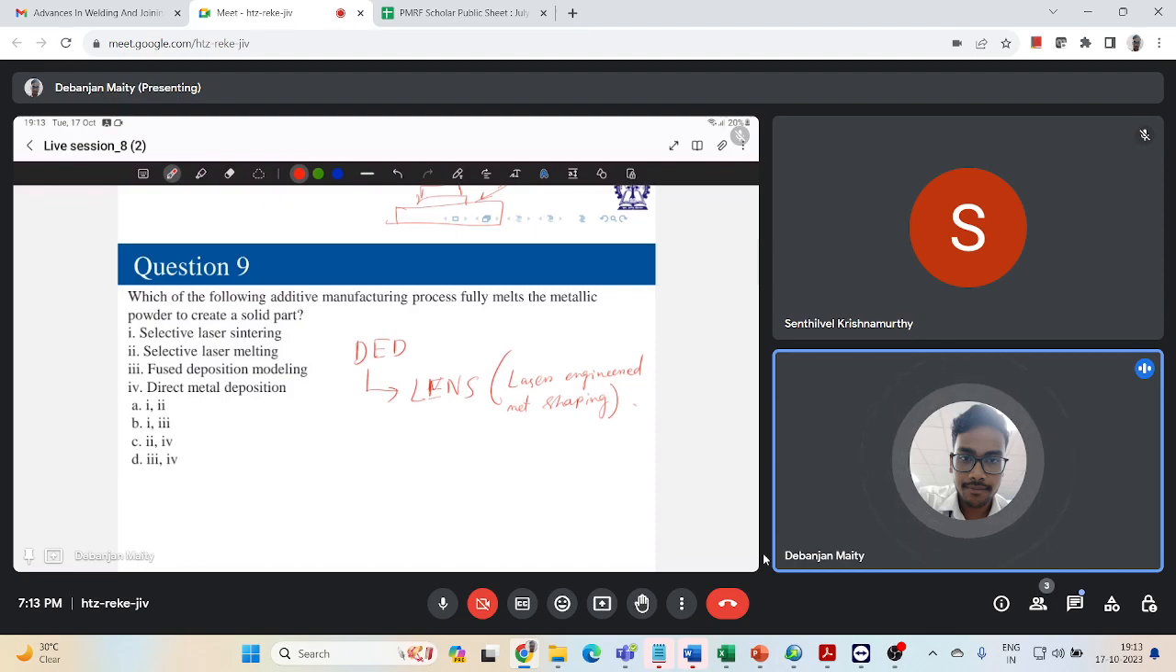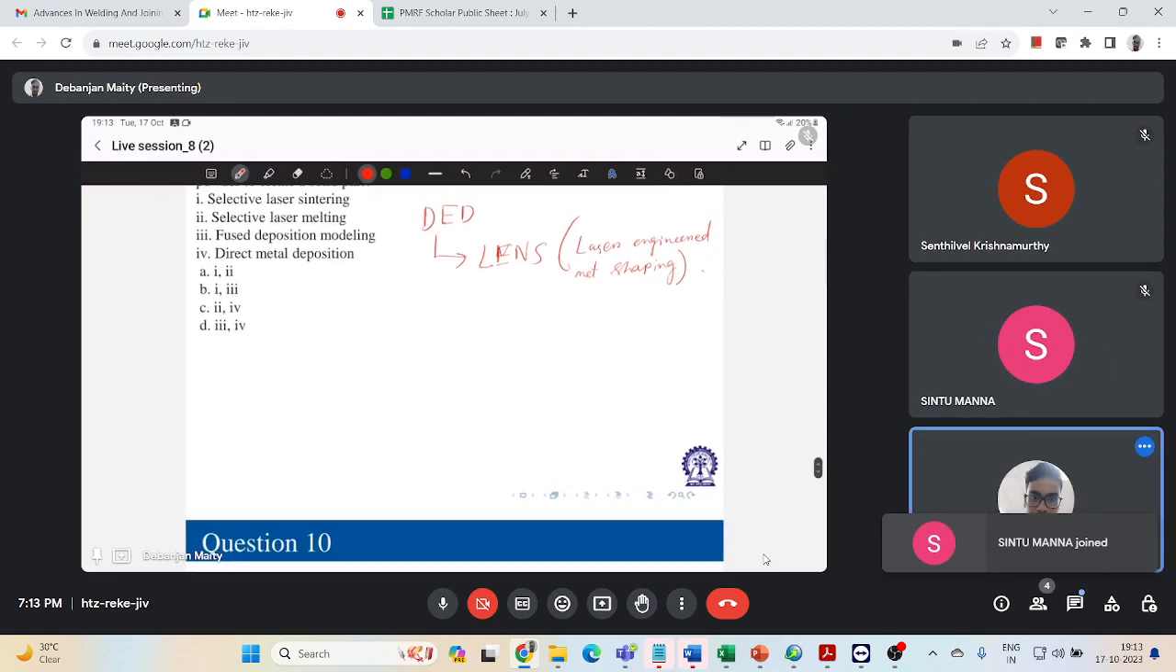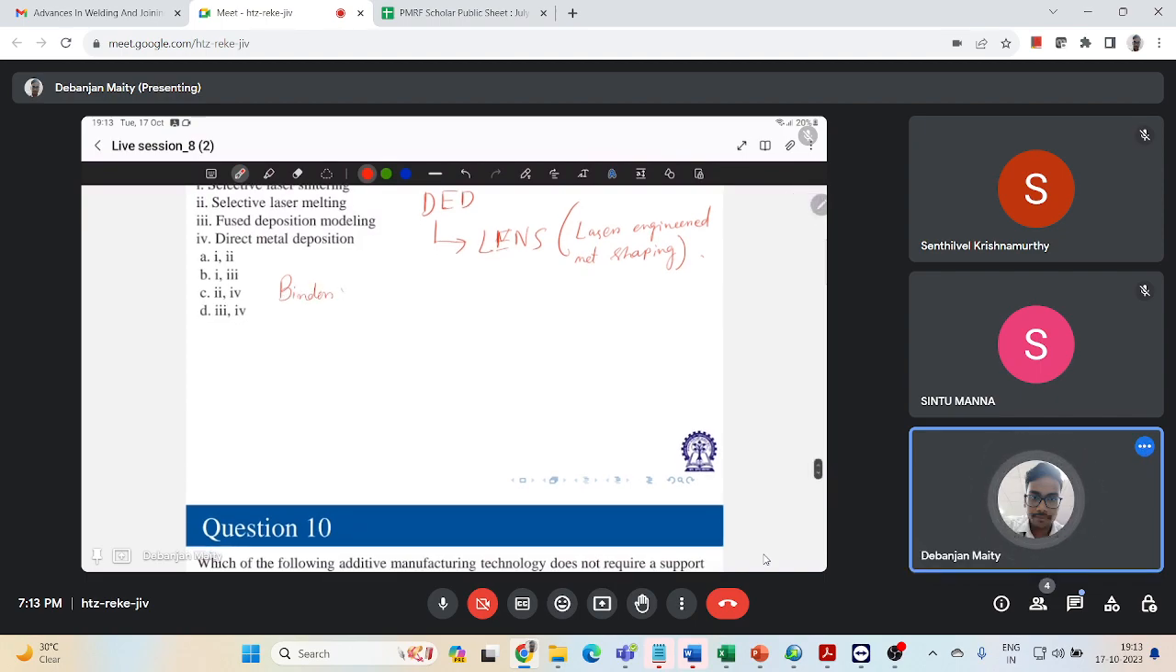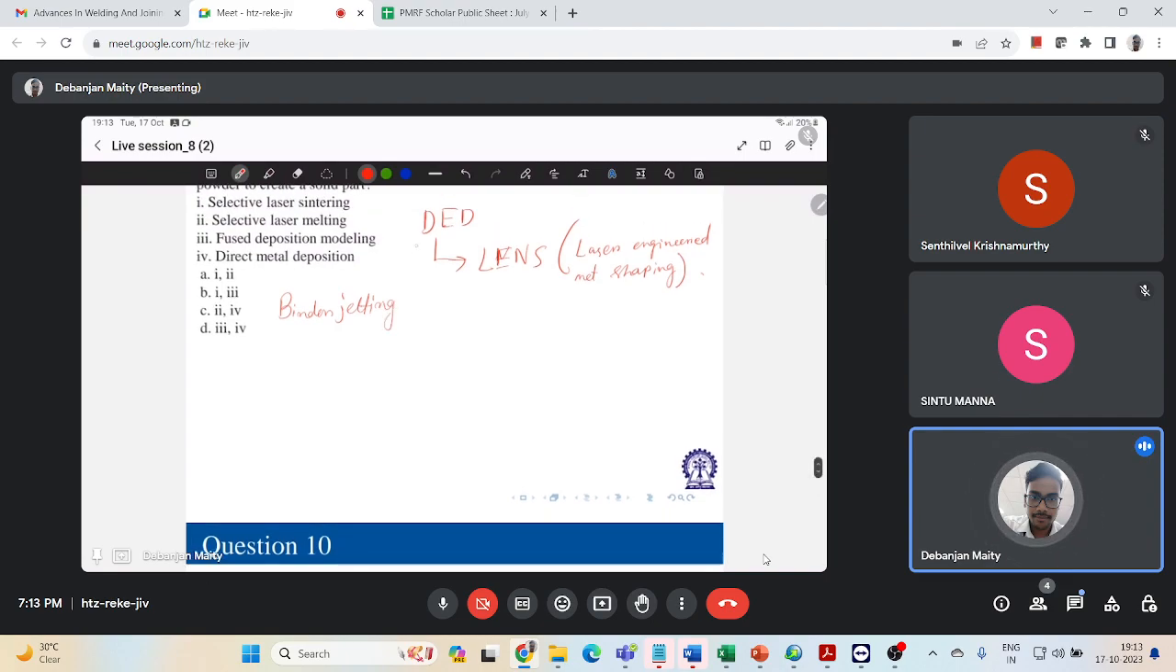We have some other system, but I have not introduced this binder jetting system. So there is also something called a binder jetting system. This is also a metal 3D printing technique.